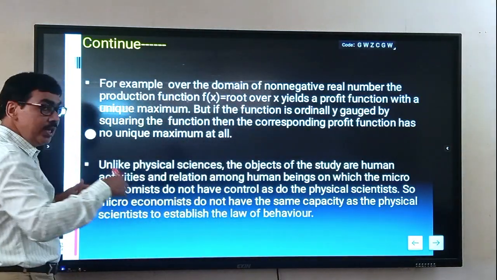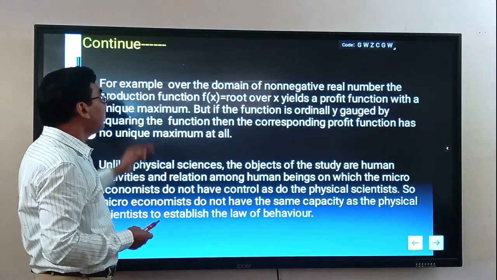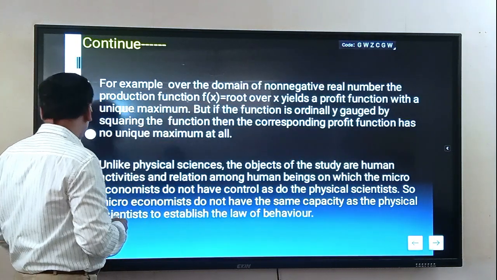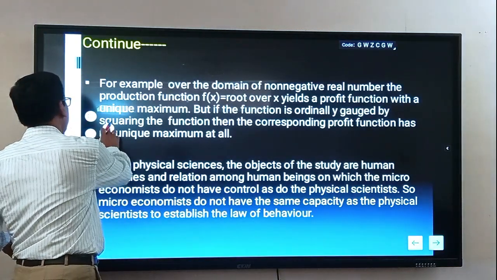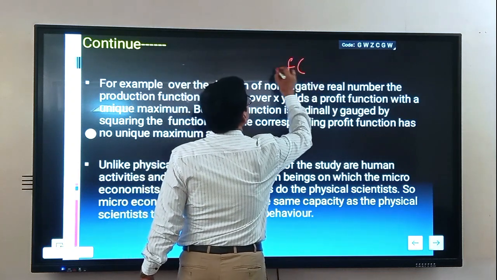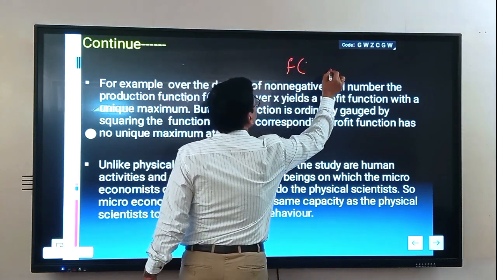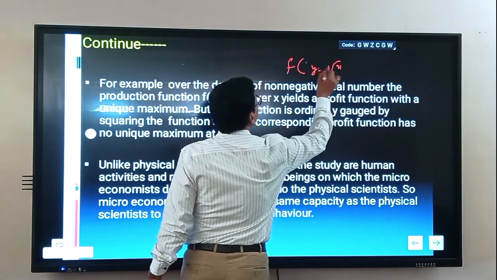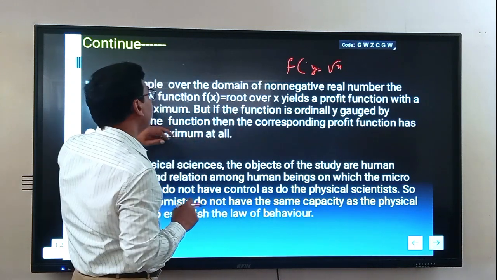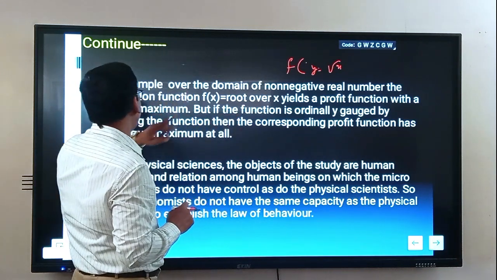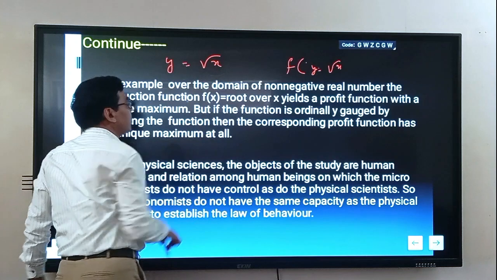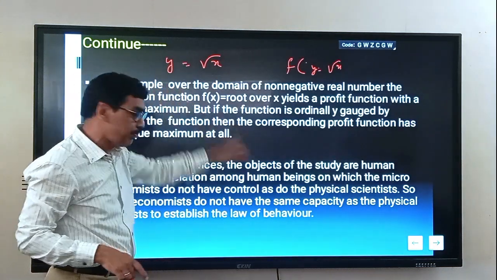So for example, now we'll take how this actually works. Over the domain of non-negative real numbers, take the production function f of x equal to root of x, that is, y is equal to root over x. So this is a production function which gives you maximum profit.